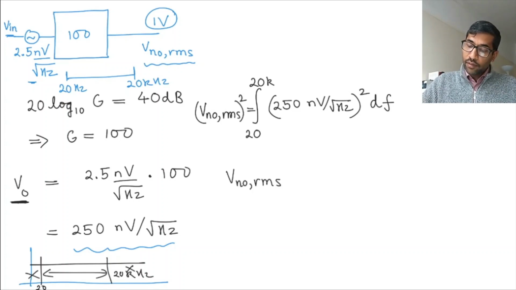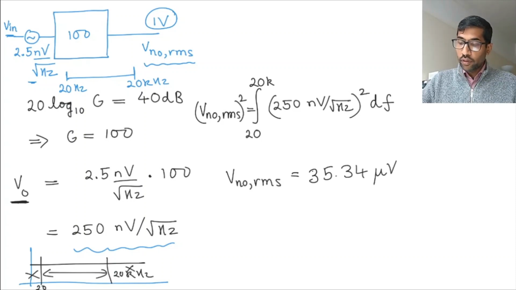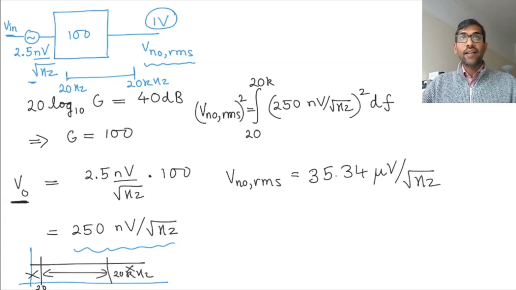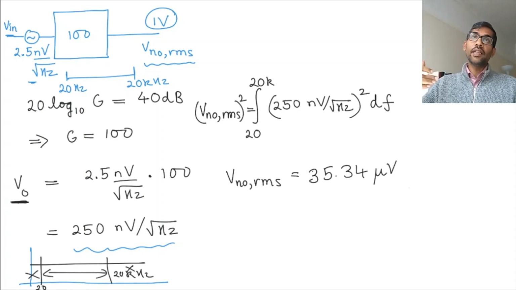I'm sure you can do the calculations, and if you do the calculations, what you get is 35.34 microvolts. Actually, wait a minute, not per root hertz. There's no per root hertz here. So 35.34 microvolts. That becomes the output RMS noise.